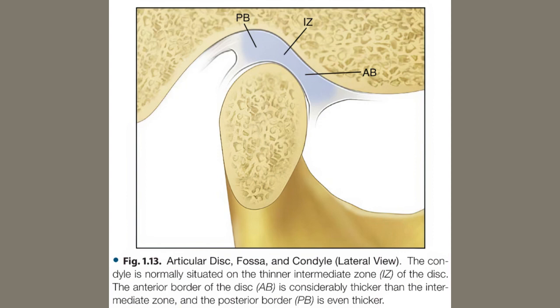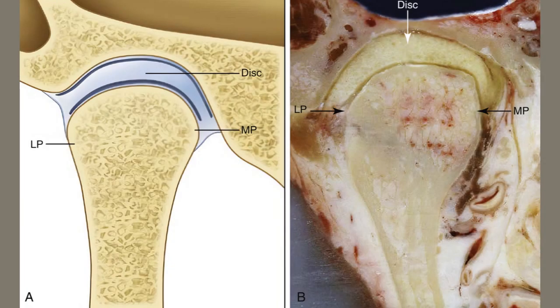The disc becomes considerably thicker both anterior and posterior to the intermediate zone. The posterior border is generally slightly thicker than the anterior border. In the normal joint, the articular surface of the condyle is located on the intermediate zone of the disc, bordered by the thicker anterior and posterior regions. From an anterior view, the disc is generally thicker medially than laterally, which corresponds to the increased space between the condyle and the articular fossa toward the medial of the joint.